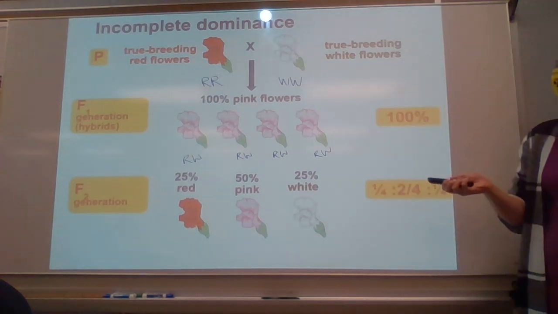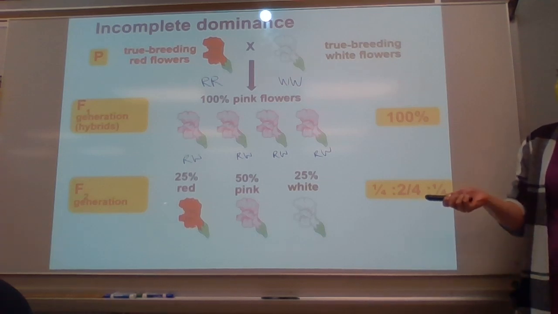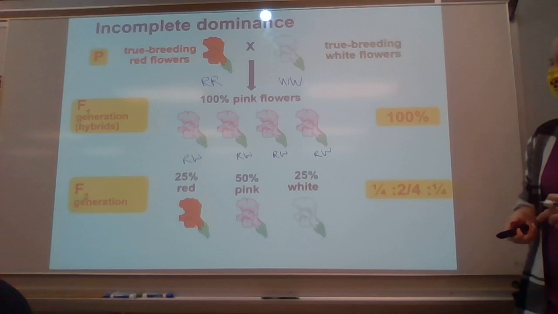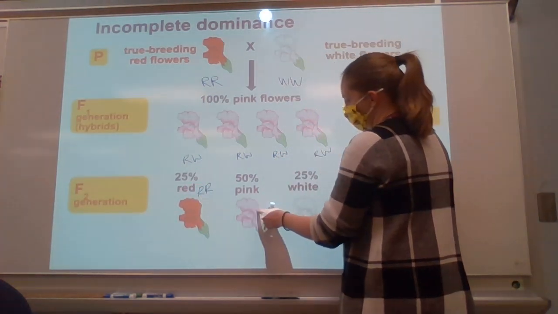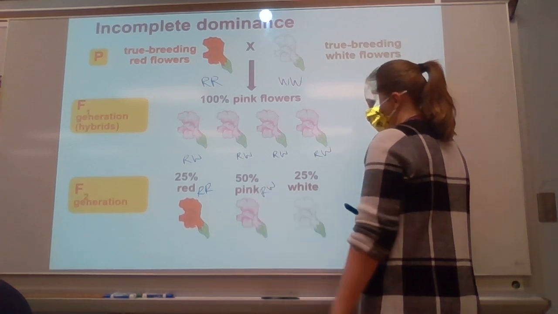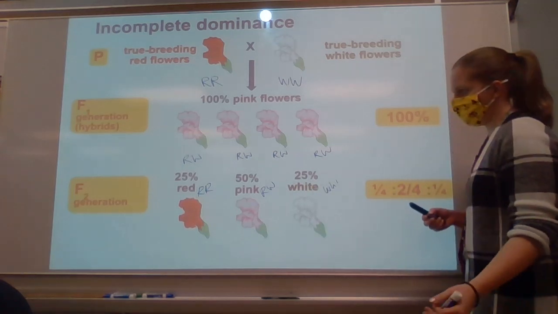If you cross two heterozygous individuals, what's the genotype ratio going to be? 1 to 2 to 1. In this case, that's also going to give us our phenotype ratio because each genotype has a unique phenotype, right? So this one red flower would be homozygous for red. Both of these, the 50% pink flowers, they would all be heterozygous. White flowers would be homozygous for the white allele.